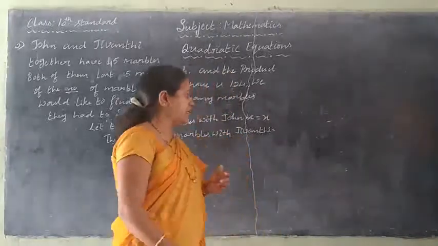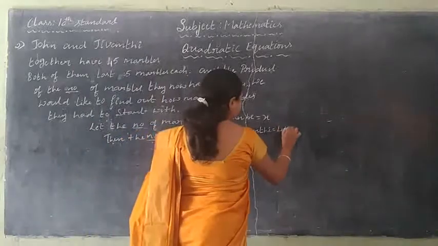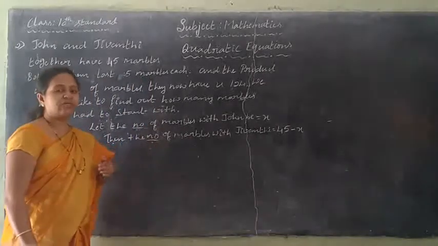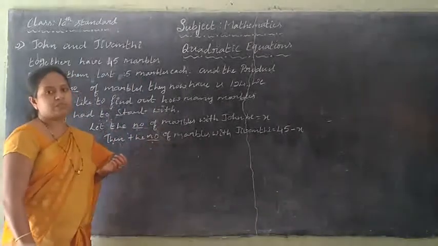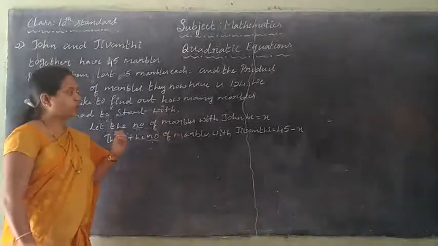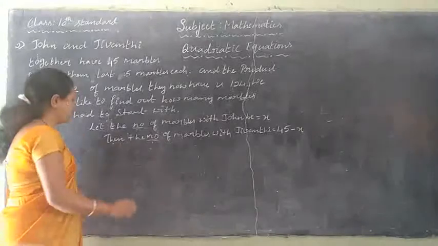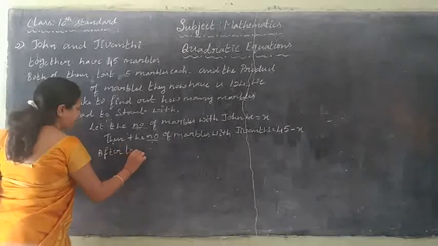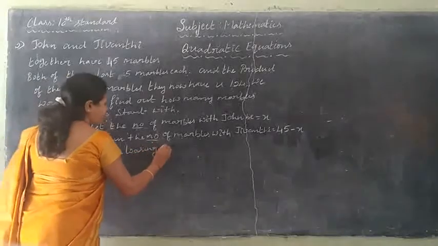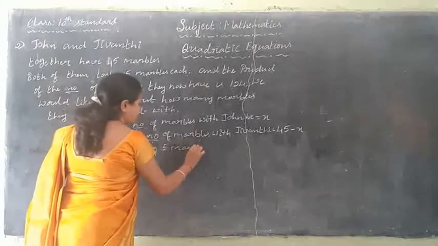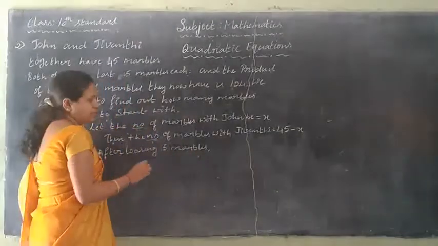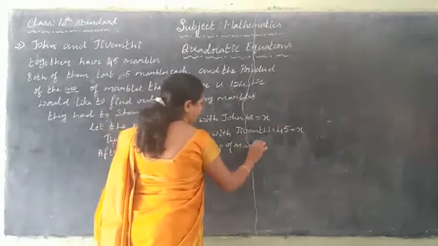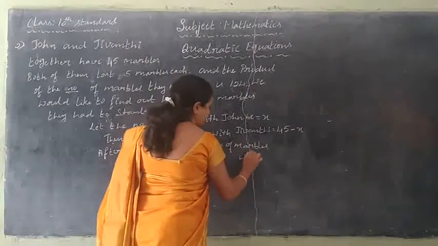The number of marbles with Jivanti will be 45 minus x. Got it? After that, what happens? They both will lose 5 marbles. Understood? Both of them are going to lose the 5 marbles. After losing 5 marbles, the number of marbles with John.